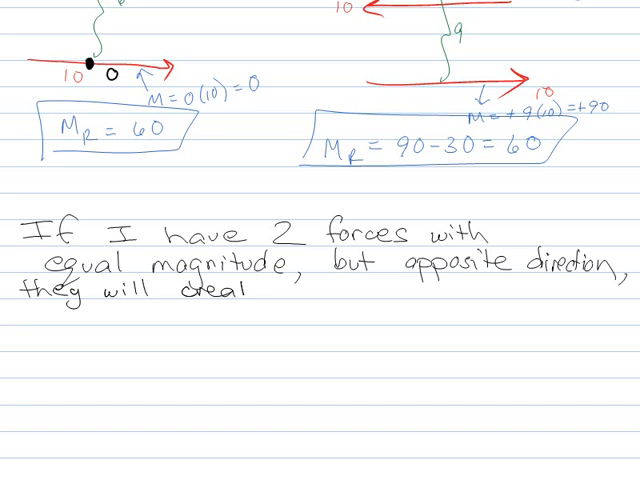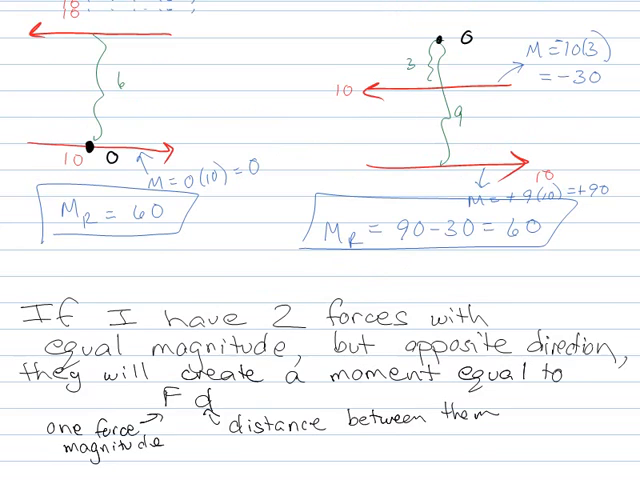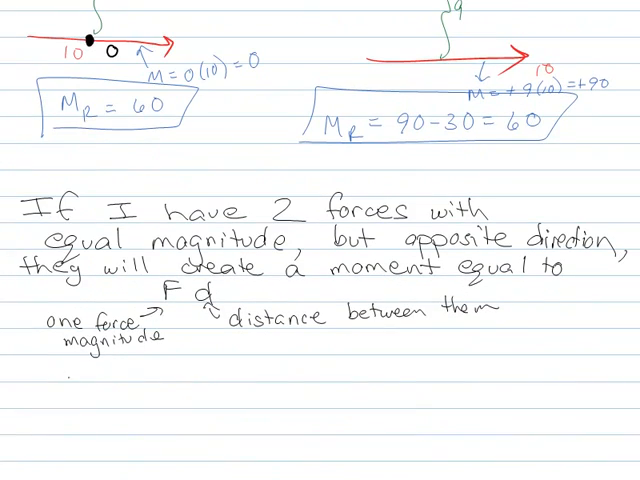They will create a moment. Basically, if I call the force F and the distance between them D, so if F is the magnitude of one of the forces, since the magnitudes are the same, the moment is equal to F times D, the distance between them, right? That's what we got every single time. The force times the distance between them.